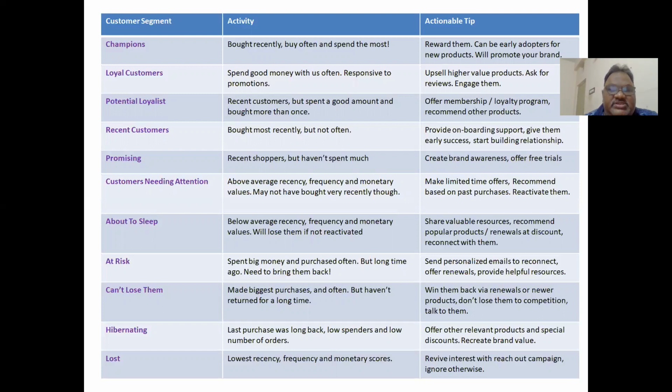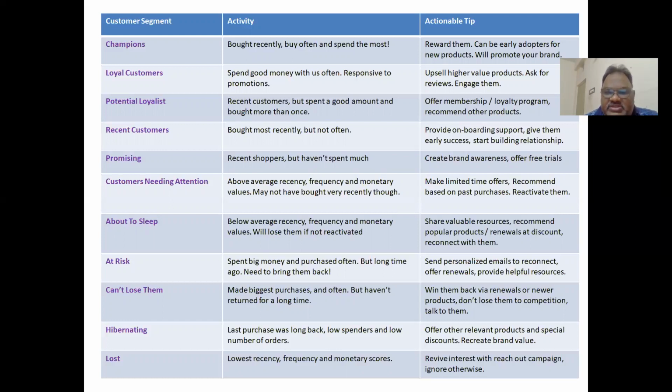Promising customers: recent shoppers but have not spent much. It means 541 or 531. The recent customer who has not spent much. Customers needing attention: to whom? 333. Average recency, average frequency, and average monetary value. Therefore, if the RFM score is 333, the customer needs attention.